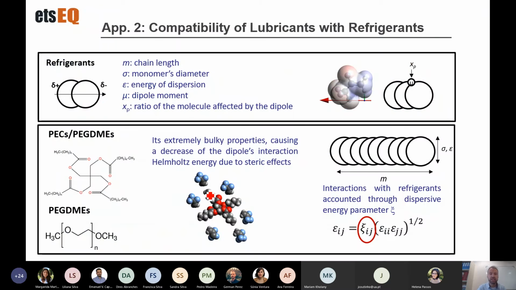So we propose here to use SAFT to evaluate these interactions between the refrigerants, which we're considering using a polar version, with the dipole moment explicitly considered in the equation, and two families of polyolesters, PEGs and polyethylene glycol dimethyl ethers. These complex molecules were modeled just as non-associating molecules, as their extremely bulky properties cause a decrease in the dipole interactions due to steric effects. So we accounted for this missing interaction using a chi parameter in the dispersive energy.